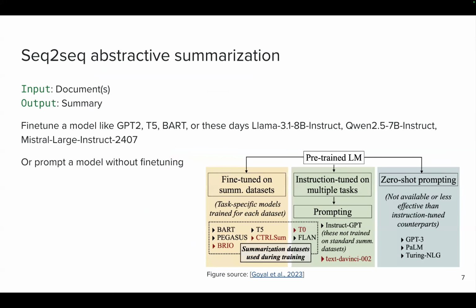Okay, the next slide is just another way of saying everything I said. I said sequence to sequence for abstractive summarization. Again, you have either the fine-tuning option or prompting. This is also a nice visualization from a paper by Goyal et al., where they show another way of breaking down these options into fine-tuning, zero-shot prompting, and, at the time, instruction fine-tuning was just becoming a thing, so they emphasize you can use instruction fine-tuned models, which today almost all LMs are.